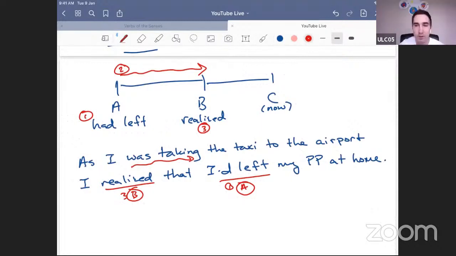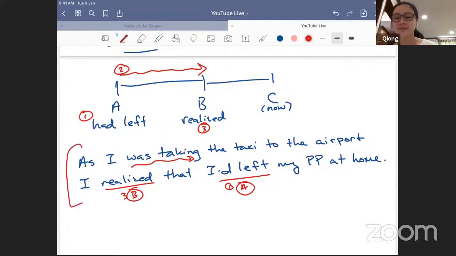Thank you. I got it. So I'm in the taxi, and then I realized that I had left it at home. I don't know, I'm a little bit strange in my thinking. I usually try to put the three tenses in one sentence. I don't know why, a little bit weird. Yeah, this is one sentence. I got it. Thank you very much. You're welcome.